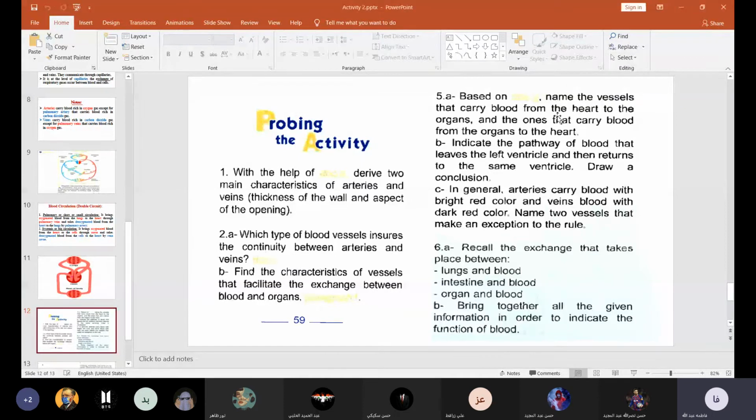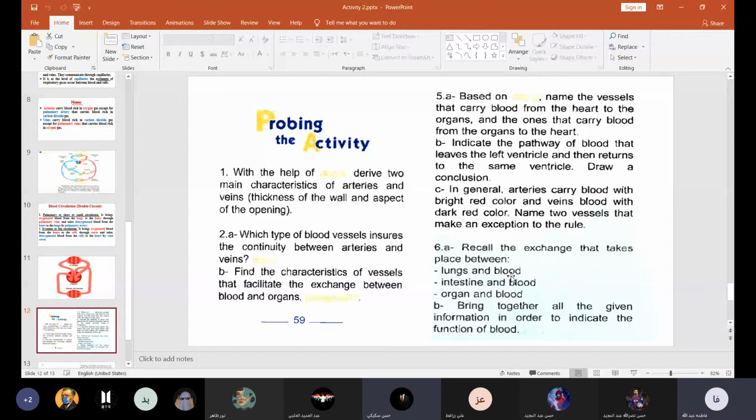Here the question is: arteries carry blood with bright red color, veins carry blood with dark red color, name 2 vessels that make an exception to this rule. Pulmonary artery carries blood which is dark red in color. Pulmonary vein carries blood which is bright red in color. Okay, so these are the exceptions. Recall the exchange that takes place between lungs and the blood. What do the lungs give the blood, and what does the blood give the lungs? The lungs give the blood oxygen. Very good. And the blood gives the lungs CO2.